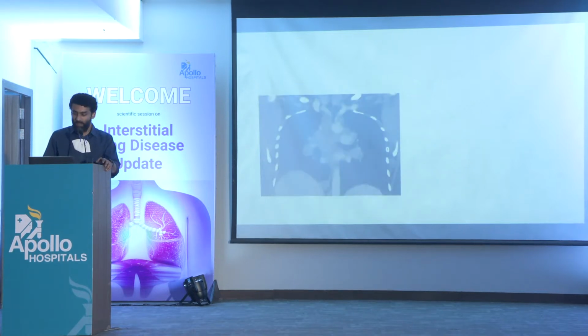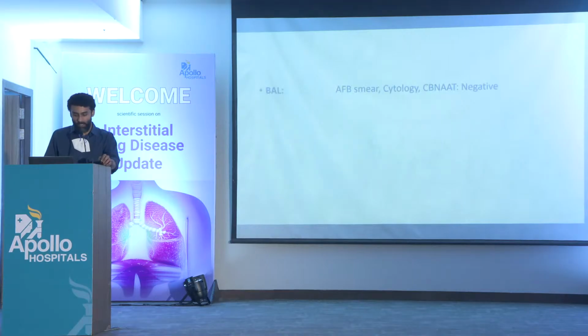So these were the representative CT images, which show homogeneous enhancing lymph nodes in both the hilar areas. Again, homogeneous enhancing hilar lymphadenopathy along with subcarinal and paratracheal lymph nodes and a normal lung parenchyma.